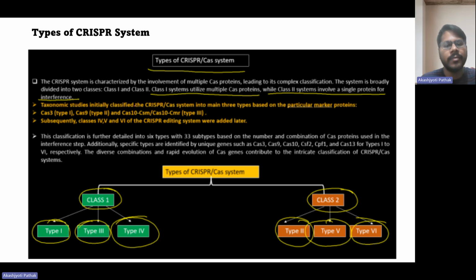What is the basis of dividing the CRISPR-Cas system into two classes? They have been divided on the basis of whether multiple Cas proteins are involved or a single Cas protein is involved. The class 2 system involves a single protein for interference, while there are multiple Cas proteins in class 1. Taxonomic studies initially classified the CRISPR-Cas system into three main types based on particular marker proteins. The Cas3 protein is present in type 1.